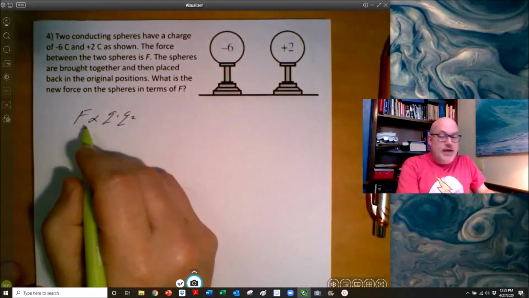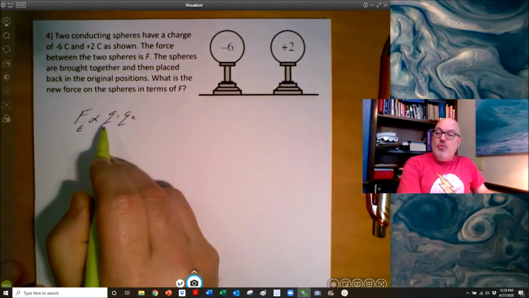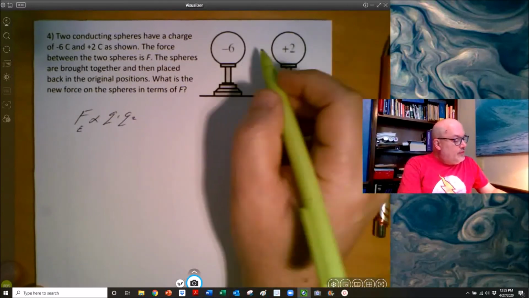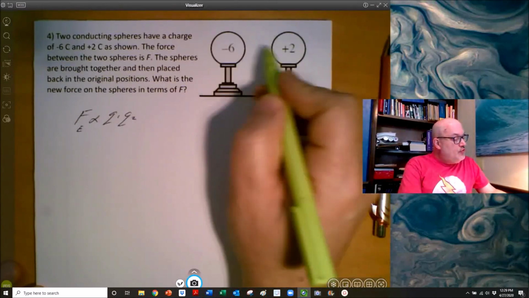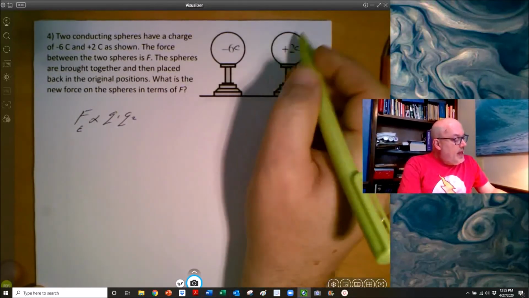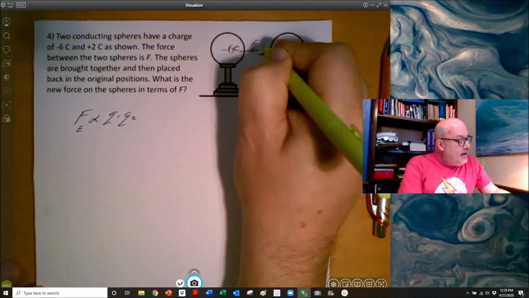Now this time remember that the electric force is proportional to Q1 times Q2. So our original force will be because of these two charges, -6 coulombs and +2 coulombs, and they will attract each other. So I'll put that force here, call it F.